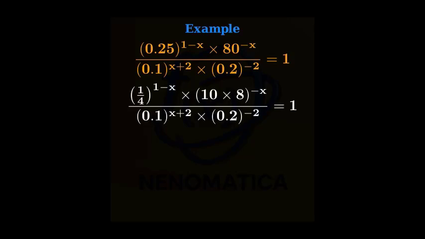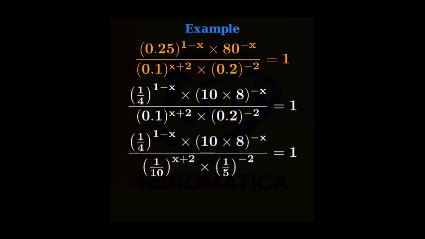The denominator stays as open parenthesis 1/10 close parenthesis raised to the power of x plus 2 times open parenthesis 2/10 close parenthesis raised to the power of negative 2. Next, let's convert the remaining decimals in the denominator to fractions. We'll convert 0.1 to 1/10 and 0.2 to 1/5. So the denominator becomes open parenthesis 1/10 close parenthesis raised to the power of x plus 2 times open parenthesis 1/5 close parenthesis raised to the power of negative 2.